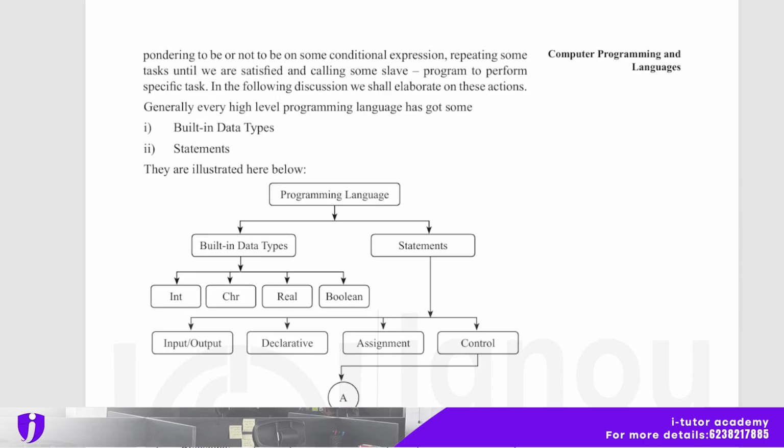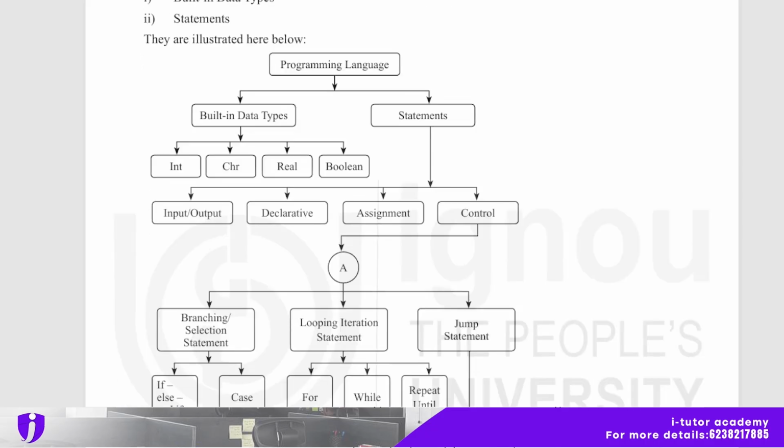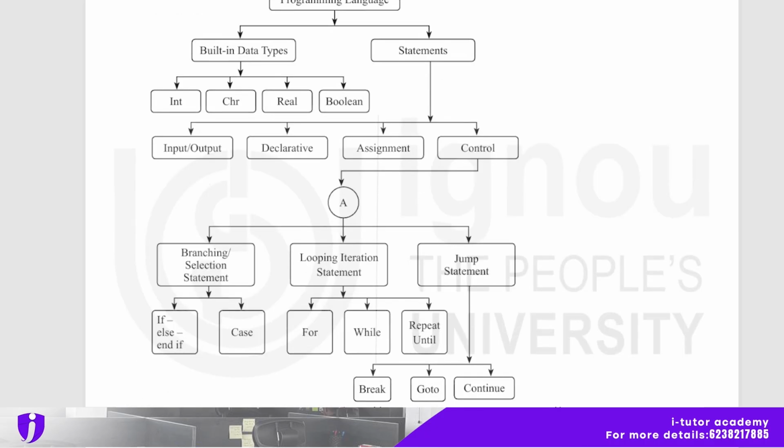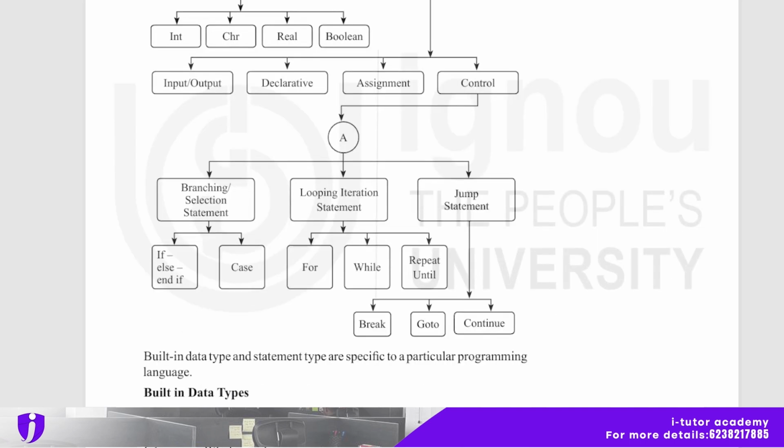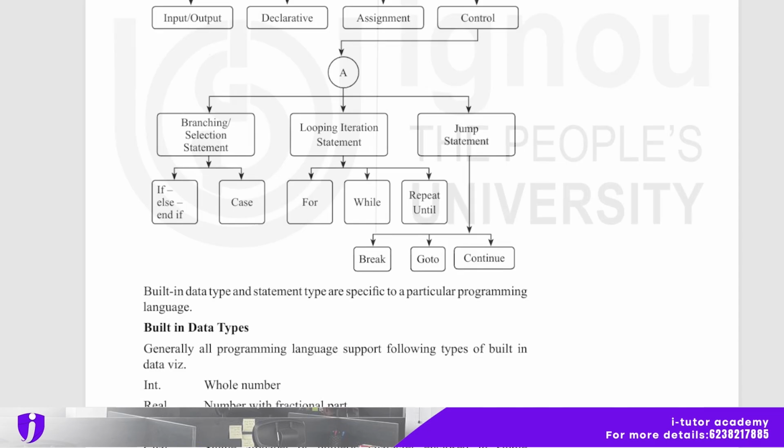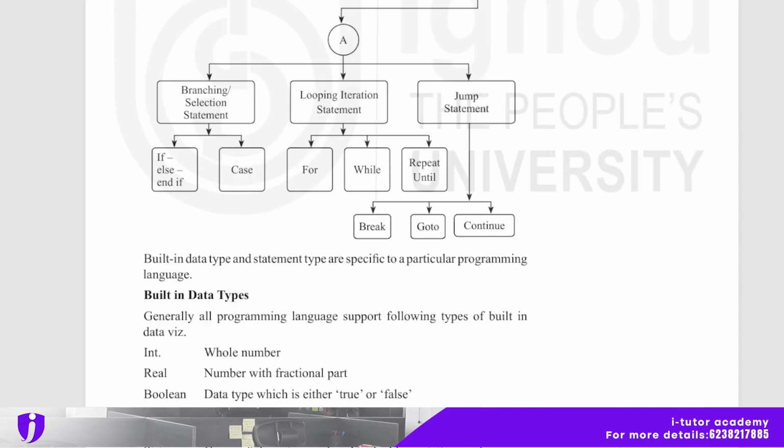In the following discussion we shall elaborate on these actions. Generally, every high-level programming language has some built-in data types, statements, etc. They are illustrated here. Built-in data types include int, char, real, boolean, etc. Statements include input/output, declarative, assignment, and control. Control is again divided into branching or selection statements, looping or iteration statements, and jump statements. Jump statements are again divided into break, goto, continue, etc.